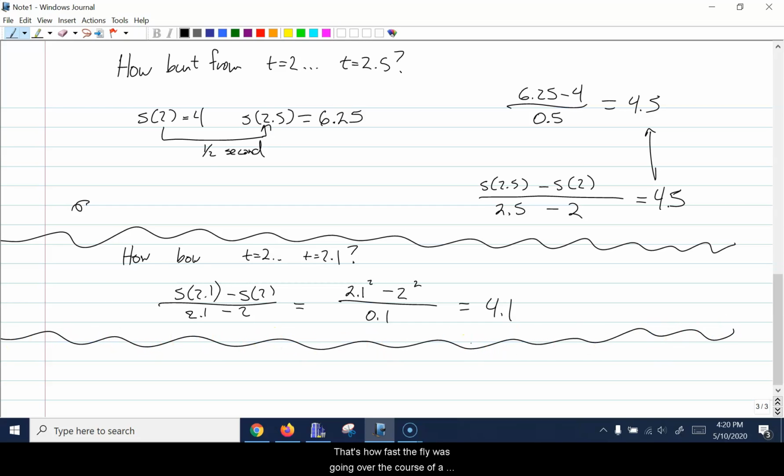That's how fast the fly was going over the course of 1/10 of a second. My calculator's really good at this. How about if I go from t equals 2 to t equals 2.0001? Let's jump down to, what is this, a 10,000th of a second? How fast is the fly going over this period?